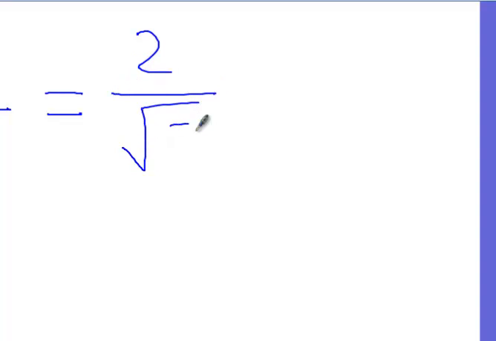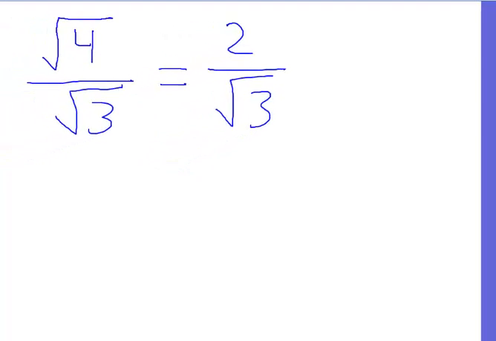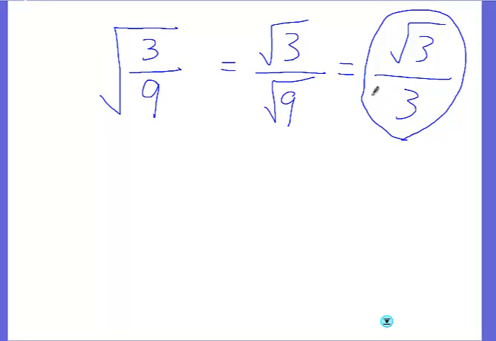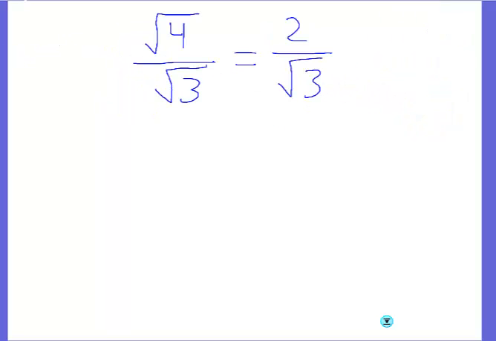Alright, moving along. Square root of 4 over square root of 3. Let's see what we can simplify. Well, square root of 4 becomes 2. Square root of 3 doesn't become anything. Okay? So, this is where we're going to have a little bit of trouble. If we go back to the last problem, we had square root of 3 over 3, and we were done. Because we couldn't simplify anymore. We don't have to do anything. But, when you have 2 over square root of 3, we have to change this, okay?